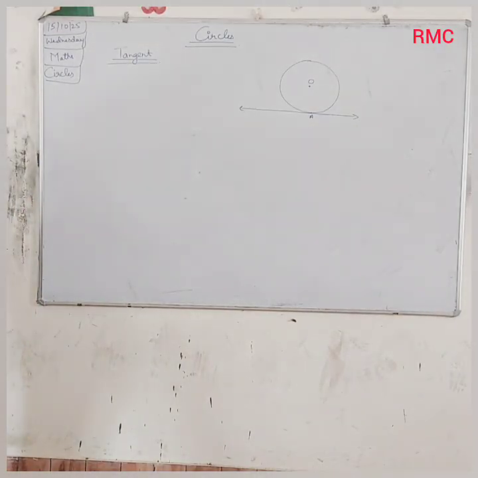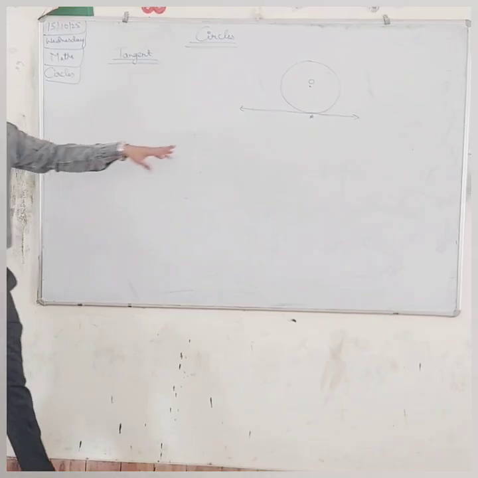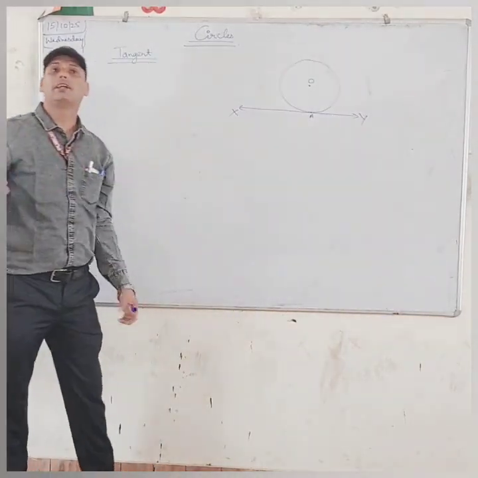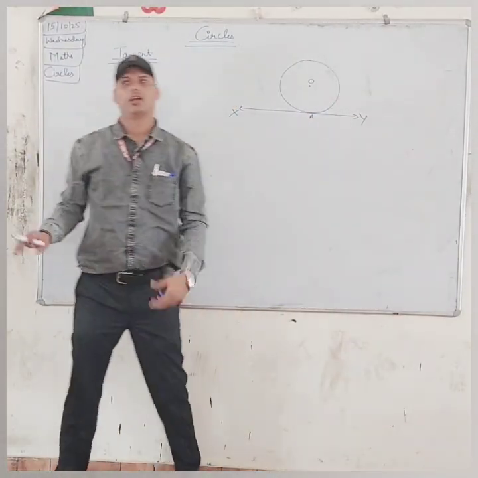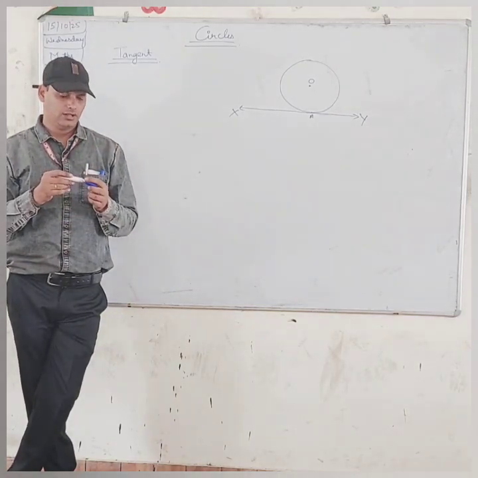So if a line passing through the circle intersects it only at one point, then that line is known as the tangent of the circle. Clear? Means if I say that this is x, this is y, so line xy is the tangent to the circle having center O. Any doubt?